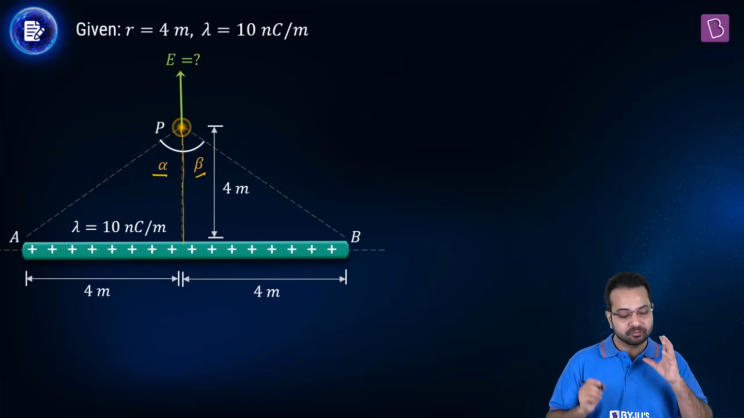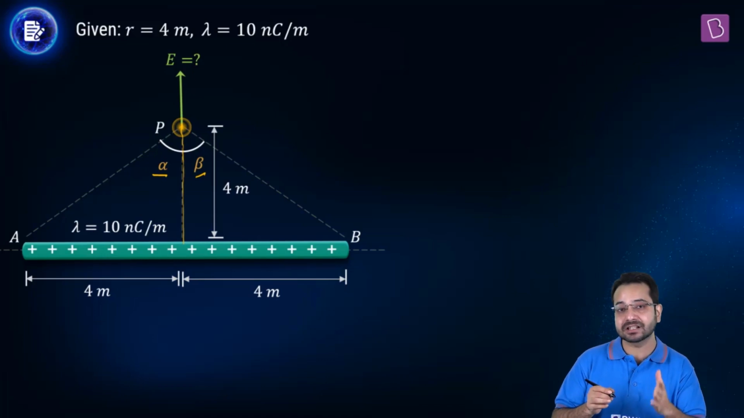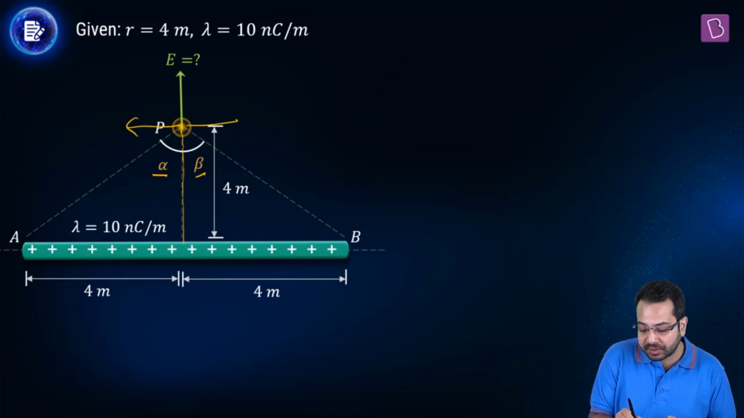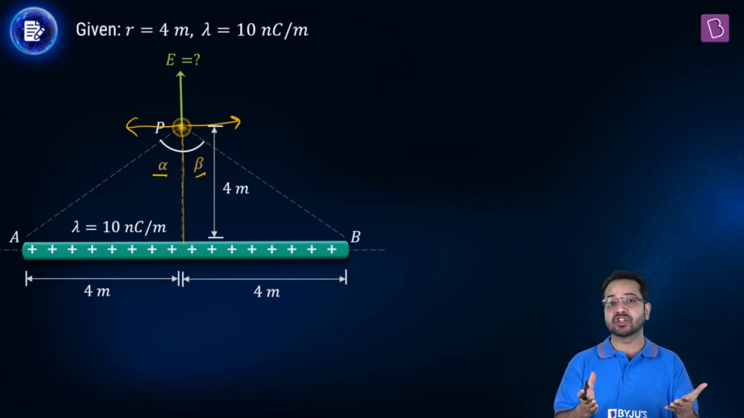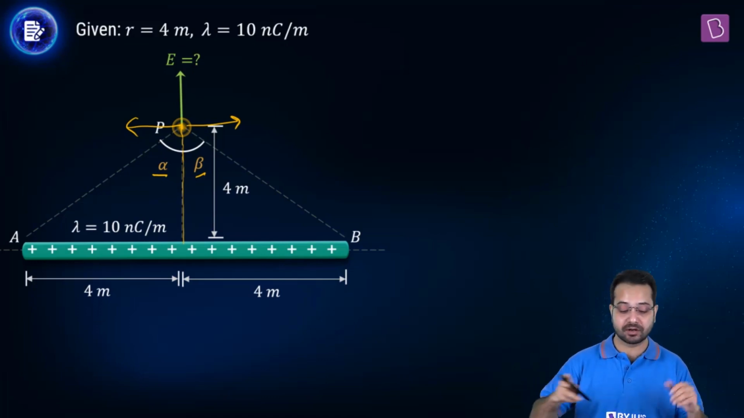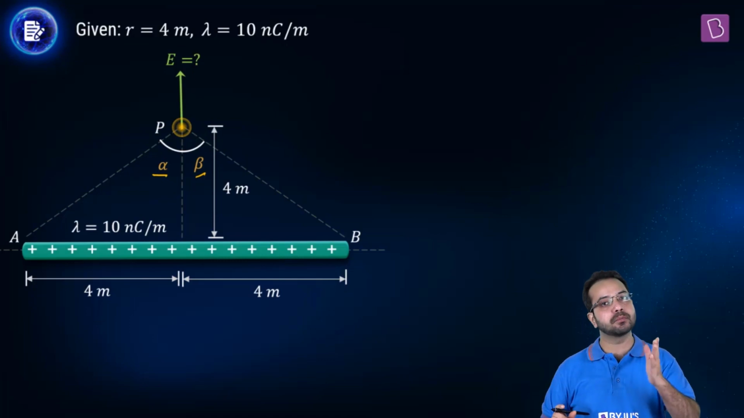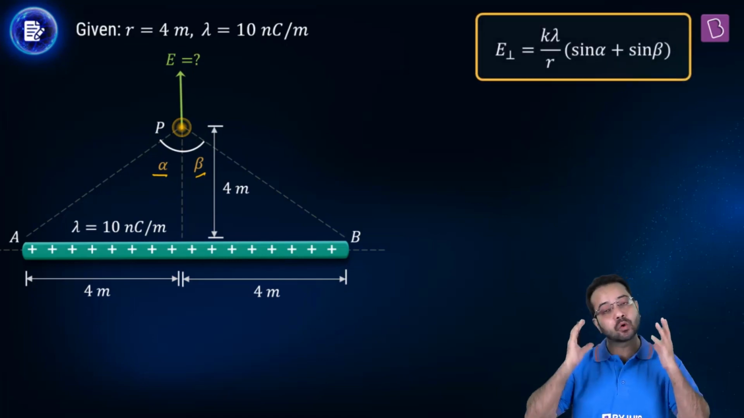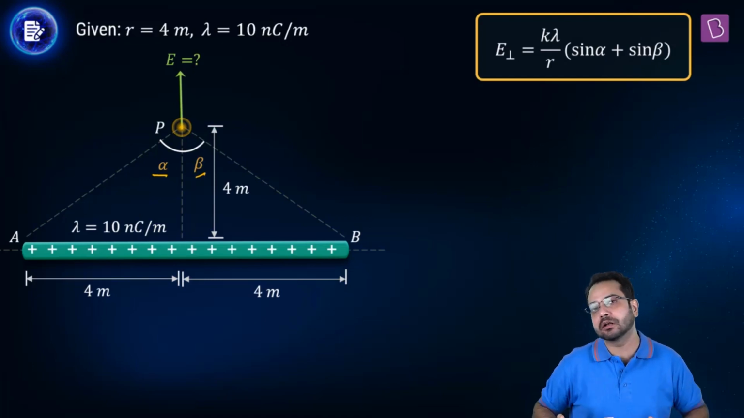Now by symmetry, we know that this is an equatorial point, which means the parallel components of the electric field are going to cancel each other out because the situation is symmetrical, and we are only going to be left with the perpendicular component of the electric field. So the net electric field is only going to be the perpendicular electric field, and that is given by K lambda by R (sin alpha plus sin beta).